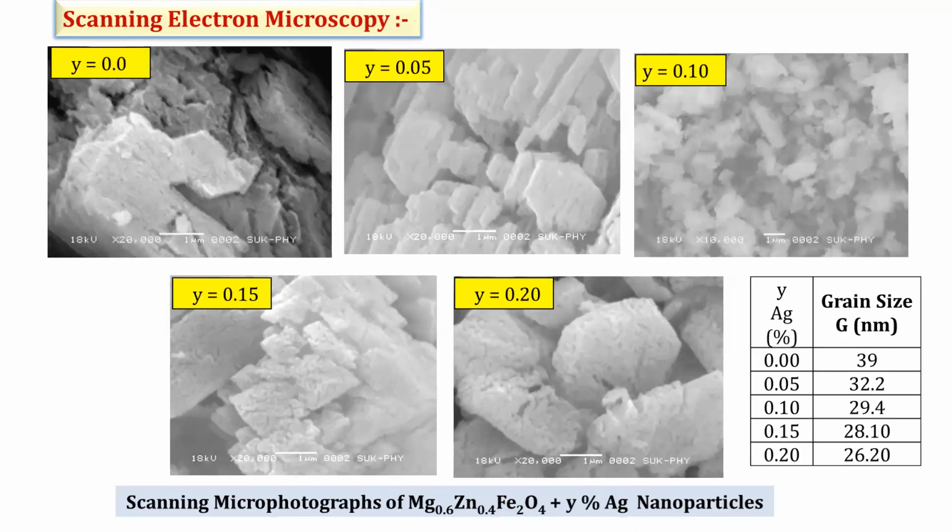Now this is the scanning electron microscope image of Ag doped MgZn ferrites. It is a well prepared ferrite. This again indicates that we get very small grains in the form of spheres, and the grain size of the samples is about 39, 32.2, 29.4. It means that the grain size of the MgZn ferrite decreases with an increase in Ag, or silver content.